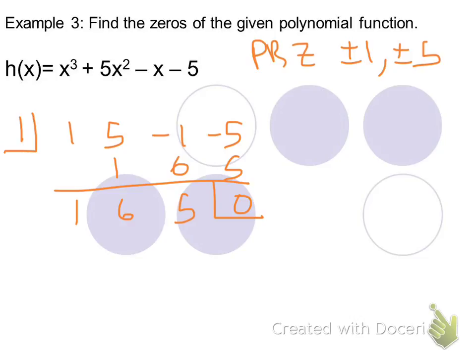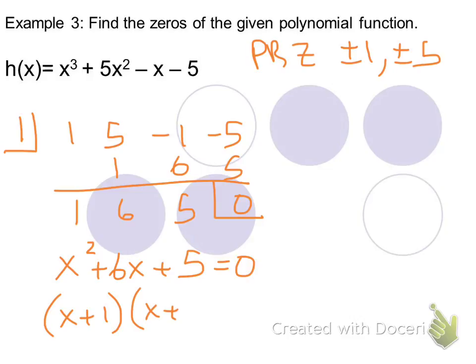And the remaining polynomial, the quotient of x cubed plus 5x squared minus x minus 5 divided by x minus 1, is x squared plus 6x plus 5, which will factor as x plus 1, x plus 5. So my other two zeros are going to be negative 1 and negative 5.